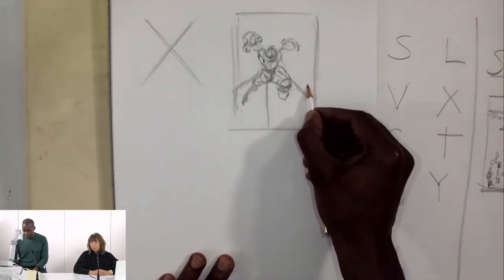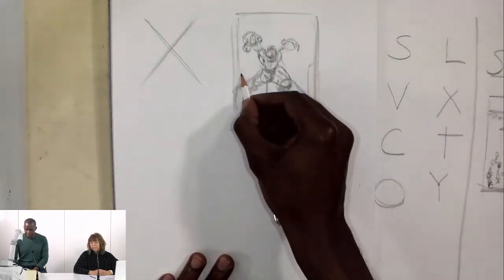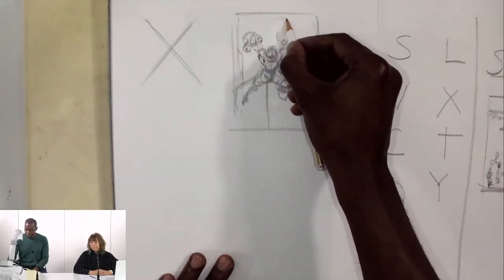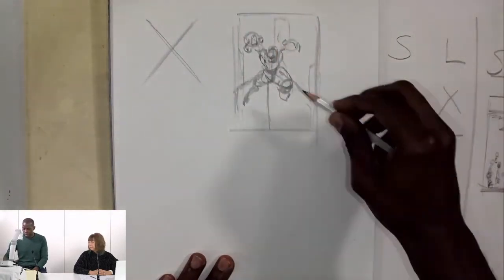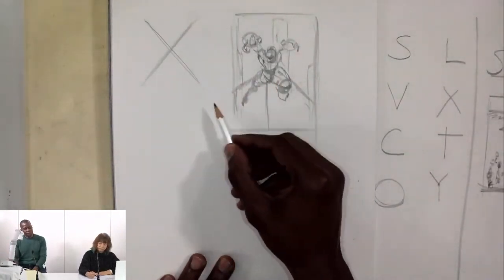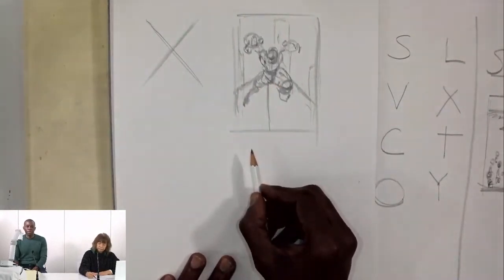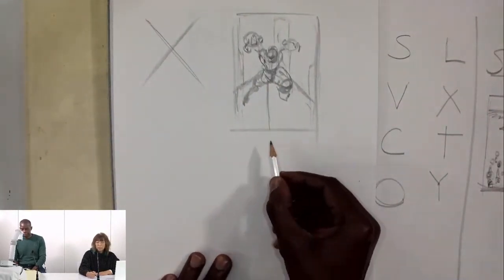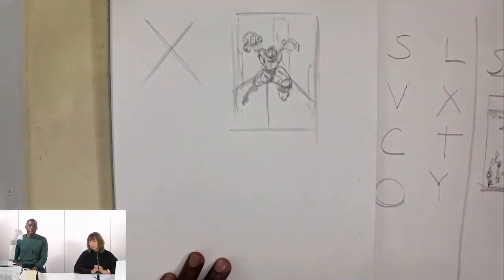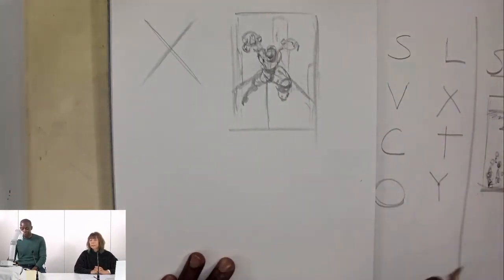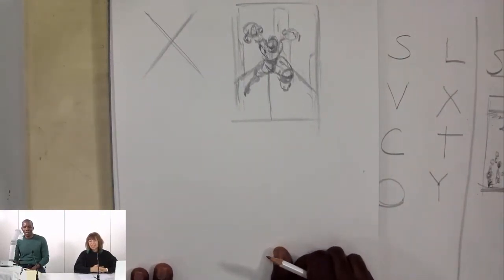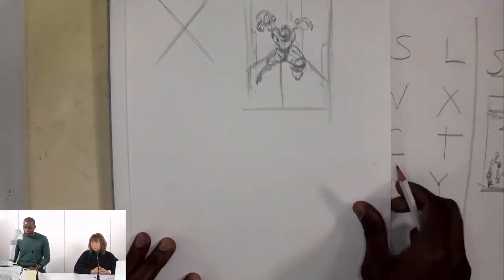It's also like this when they jump down from a building. Look at Marvel comics, even DC comics, and you'll see this kind of pose a million times, because it works. It's a very impressive composition. Okay, so that's the X.